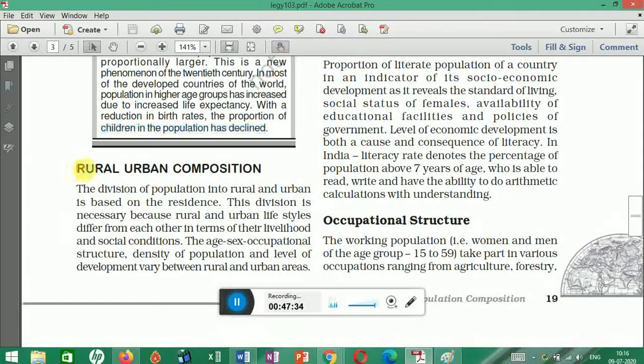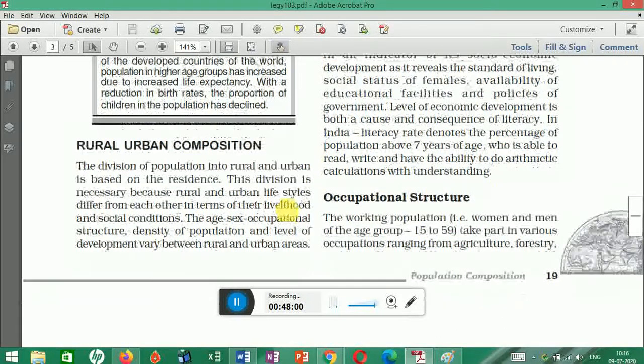So next we have this rural urban composition of population. So here mainly we will discuss the distribution of males and females in the villages, in the rural areas, and in the urban areas. Okay, so what is the sex ratio in the urban areas? What is the sex ratio in the rural areas? That will be mainly discussed here.